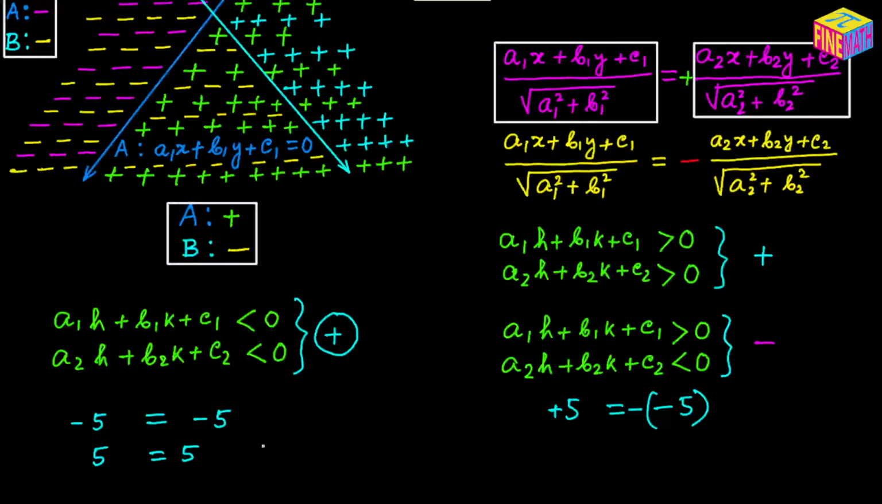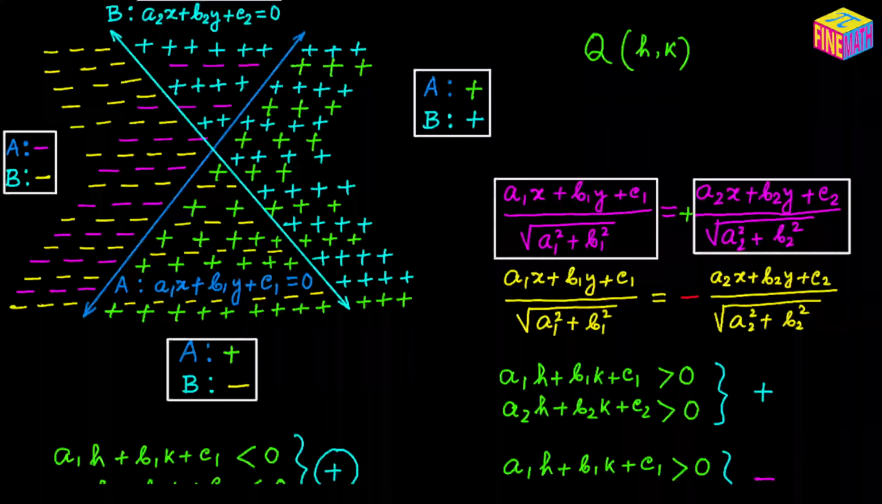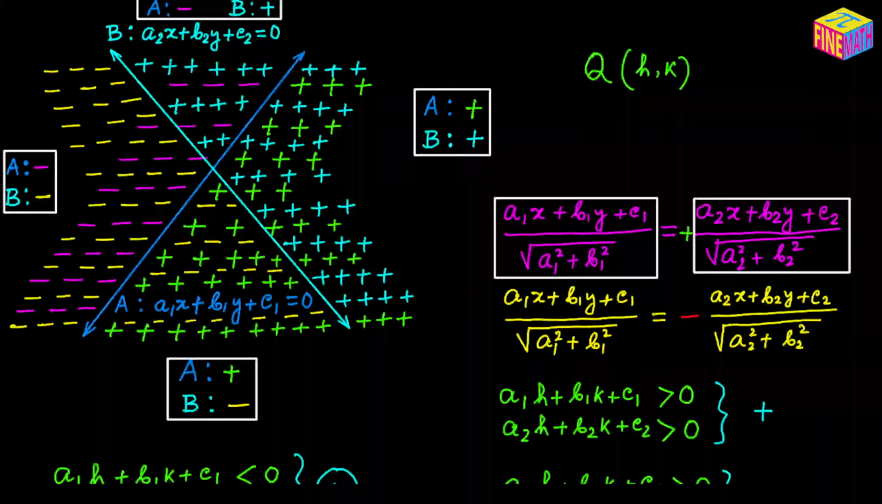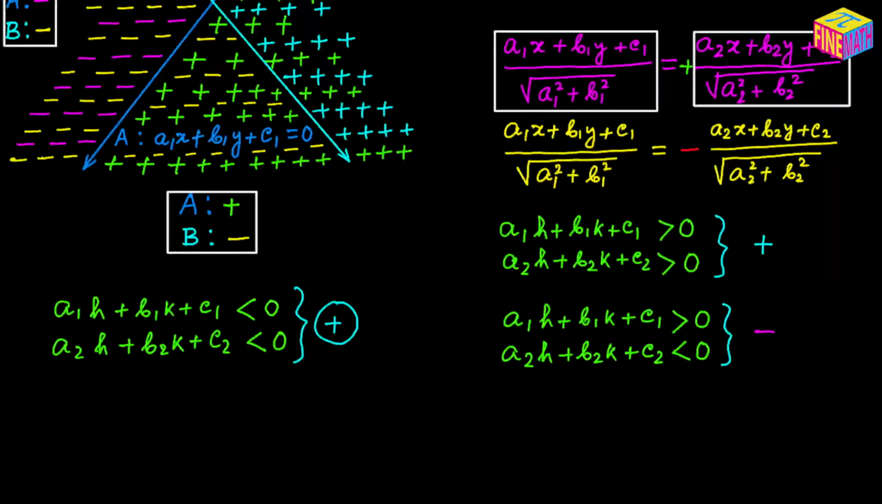When two expressions give us the same sign, we simply go with a positive sign. I hope this point is clear. And similarly for the top region, which is negative for A and positive for B, our expression should be like this: A sub 1 times H plus B sub 1 times K plus C sub 1.